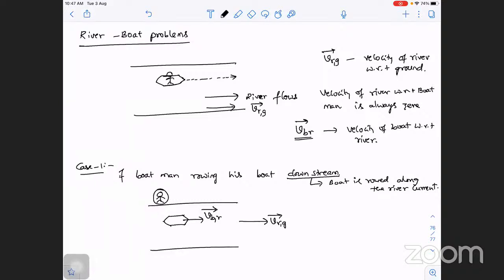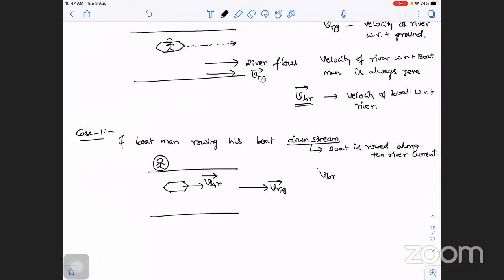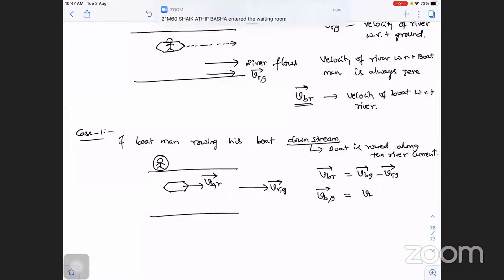Current means speed. Okay. Then see, already we know that VBR is equal to VBG minus VRG. So again I am applying the direct formula of relative velocity: VAB bar is equal to VA bar minus VB bar. So VBR bar, the velocity of boat with respect to river, is the velocity of the boat with respect to ground minus the velocity of river with respect to ground. Then the velocity of the boat with respect to ground is the velocity of the boat with respect to river plus the velocity of river with respect to ground. You have to go for the resultant of these two.